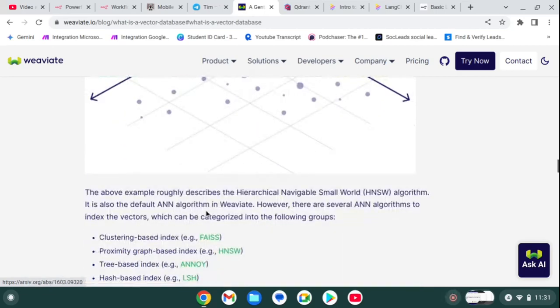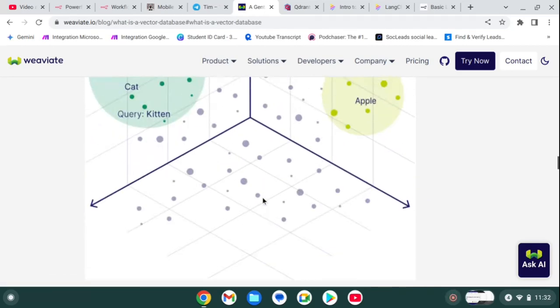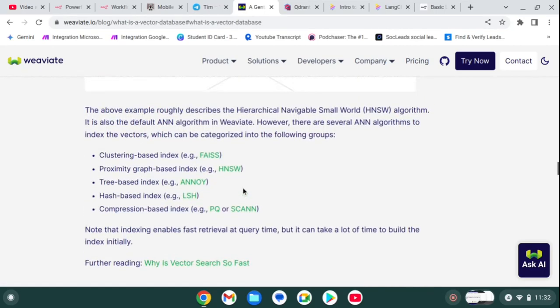You can see the above example roughly describes the HNSW algorithm, hierarchical navigable small world. It is also the default ANN algorithm. In Weaviate, however, there are several ANN algorithms. If you don't understand ANN, I explained it in my previous video.